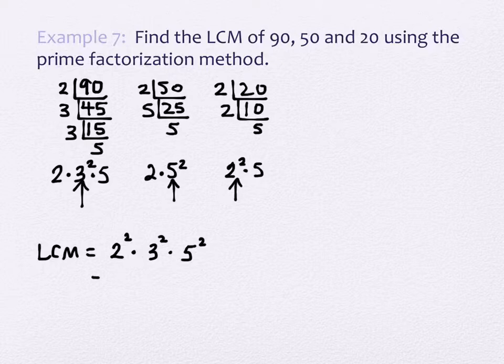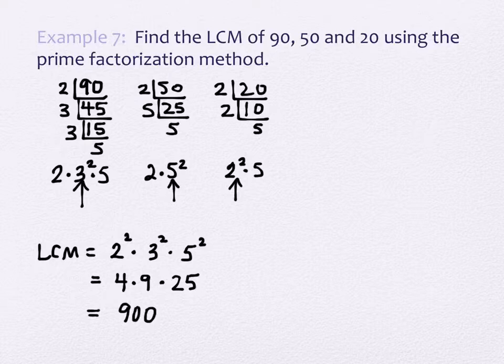If you want to simplify it before you have to deal with it, you could write this as 4 times 9 times 25. You certainly don't have to, but you could. And when you multiply that out, what do you get? You can grab a calculator if you want to. Somebody said, what'd you get? 900 is correct. Good job. 4 times 25 is 100, and then 100 times 9 is 900. So the least common multiple is, in fact, 900.